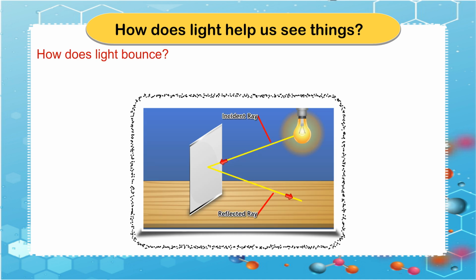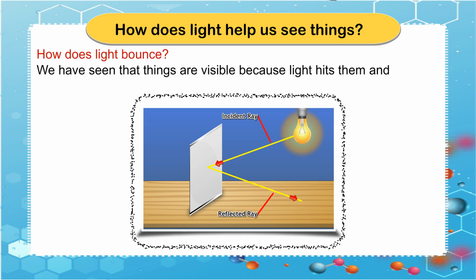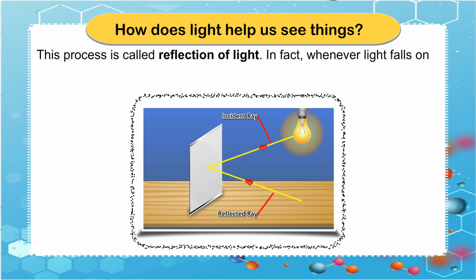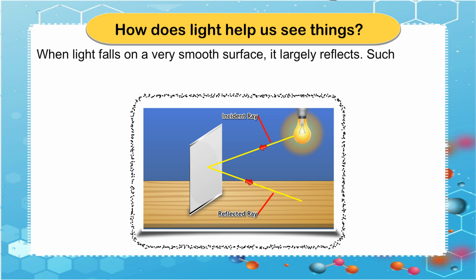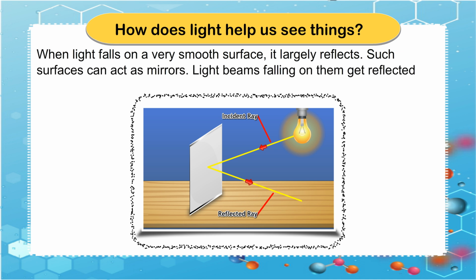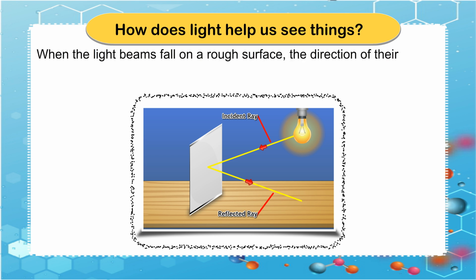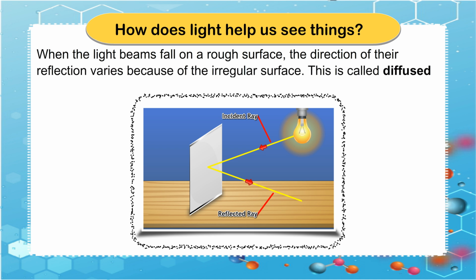How does light bounce? We have seen that things are visible because light hits them and bounces back. This process is called reflection of light. In fact, whenever light falls on any surface, a part of it is always reflected. When light falls on a very smooth surface, it largely reflects. Such surfaces can act as mirrors. Light beams falling on them get reflected in a regular pattern. When the light beams fall on a rough surface, the direction of their reflection varies because of the irregular surface. This is called diffused reflection.